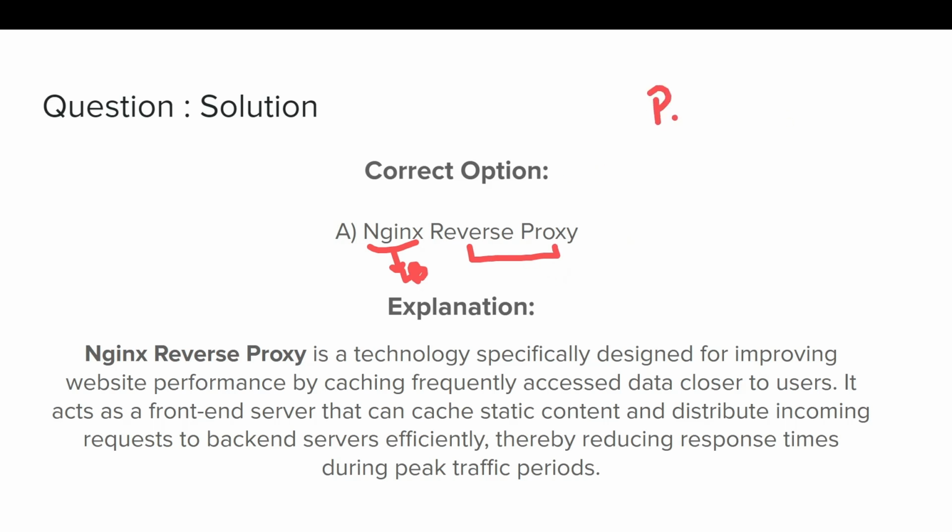So proxy servers sit in between your client and the servers, acting as an intermediary. Nginx is also doing that. Now, it has multiple use cases. The use case that we are talking about here is caching the frequently accessed data. So it acts as a front-end server that can cache all of this, reducing the response time.